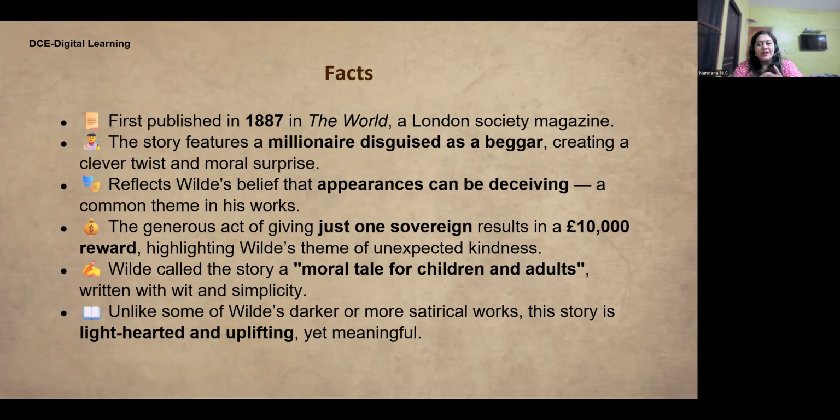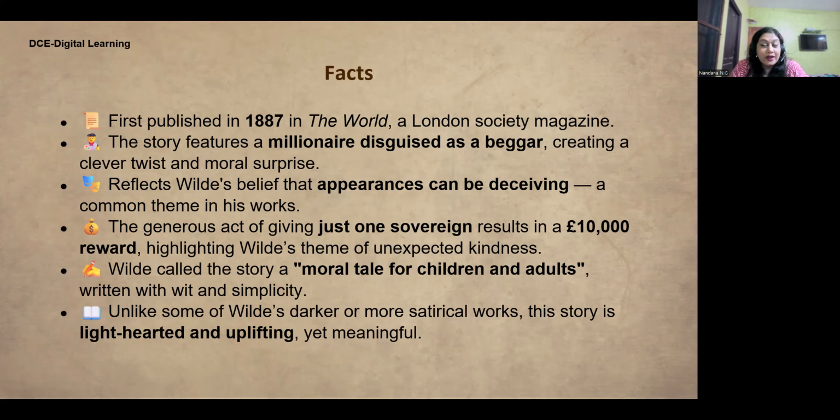Wilde called the story a moral tale for children and adults. Look at that. Usually, moral tales, fables, Aesop's fables, Panchatantra for example, are written for children, but then need not be. Moral tales do not have an expiry date as such. Moral tales can be read by children, and moral tales can also be read by adults, because when you become an adult, you tend to lose the innocence of your childhood. So, Wilde called the story a moral tale for children and adults, written with wit and simplicity.